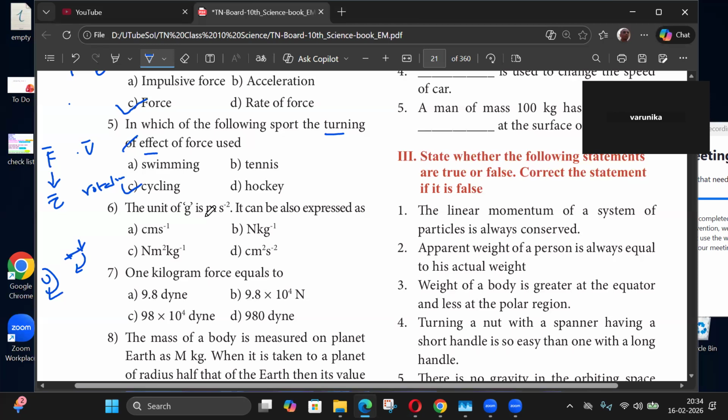Unit of G is... Force is m into G, right? Yes, sir. So force is in Newton, mass is in kilogram, sir. Force is m into G. That's one formula. Force is in Newton, mass is in kg, and this unit is some unit of G, I have to find out. So Newton per kg.